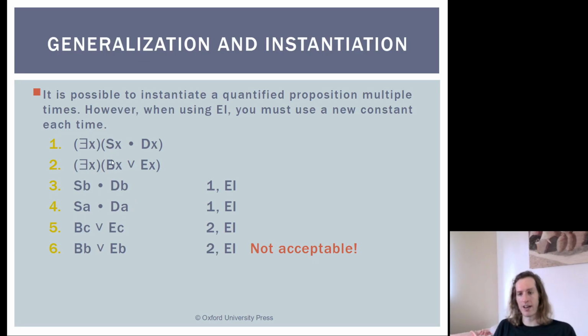So line 1 says there is at least one x such that Sx and Dx, and line 2 says there is at least one x such that Bx or Ex. We can go ahead and existentially instantiate line 1 as Sb and Db. We can do it again as Sa and Da if we want. We can keep applying existential instantiation because we're just taking one of our premises and applying the rule existential instantiation as a justification to get this new premise. We can existentially instantiate our second premise here, but here we make a mistake. If we existentially instantiate premise 2 using b, well, b was already used here in line 3 as a constant. So every time we existentially instantiate, we have to use a new constant to make sure that we avoid making things compatible when they might not actually be compatible.